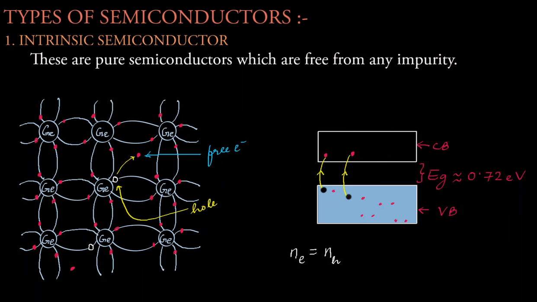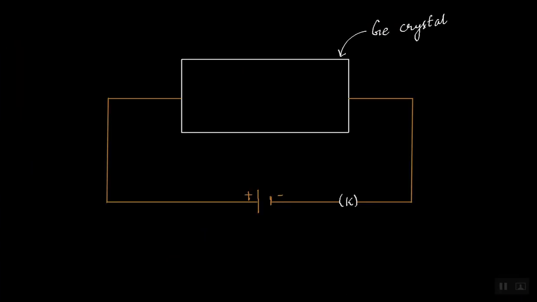Let me take a new page. So let's say we have a block of germanium crystal, and obviously this would not be at 0 Kelvin, let's say at room temperature. So at room temperature we would have the holes, which are the sites of positive charge, and the electrons. We have the electrons like this. All right, and since it is an intrinsic semiconductor, the number of holes is equal to the number of electrons.